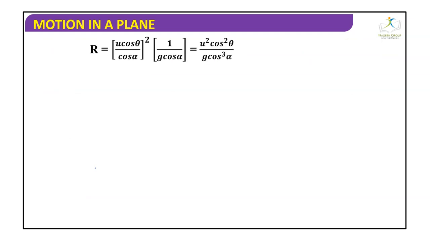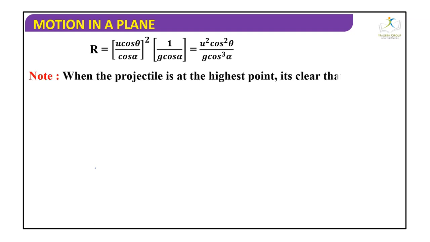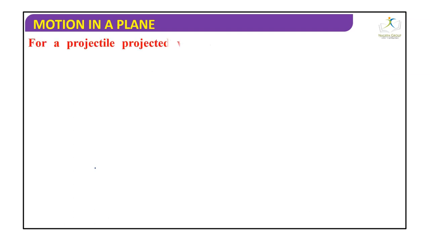R is equal to g cos alpha times (u cos theta by cos alpha) whole square divided by 1 by g cos alpha. So this comes to u square cos square theta by g cos cube alpha. When the projectile is at the highest point, it is clear that alpha is equal to 0. In this case, R is equal to u square cos square theta by g.